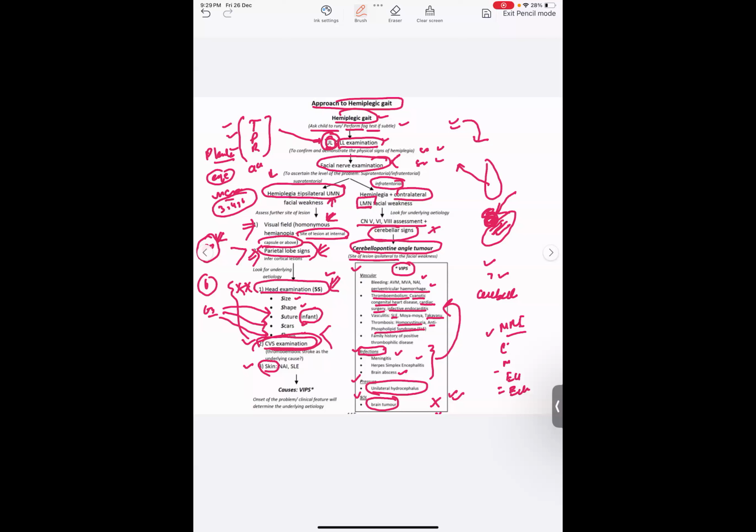Then the examiner, if they have enough time, will say, if it turns out to be a case of vascular malformation, what will you do?